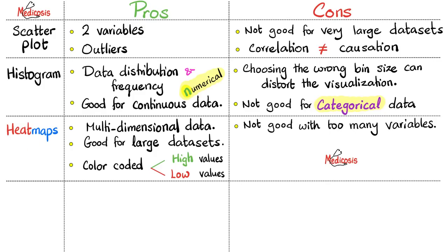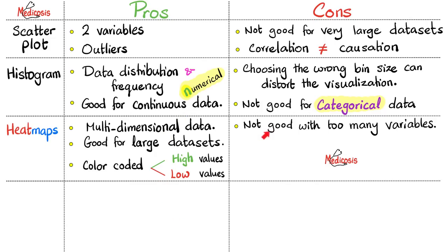Heat maps, advantages: multi-dimensional data, meaning not just cold versus warm, because that would be bi-dimensional, but cold, colder, and the coldest. Warm, warmer, and the warmest. They are good for large data sets, and they are color-coded. You see the high values and the low values. Not just high, but high, higher, highest, and low, lower, and the lowest.